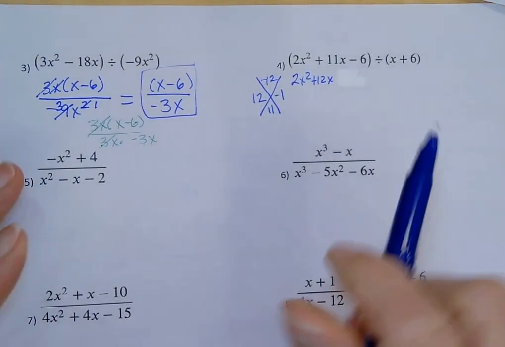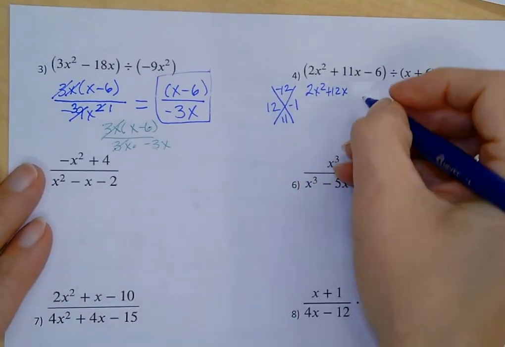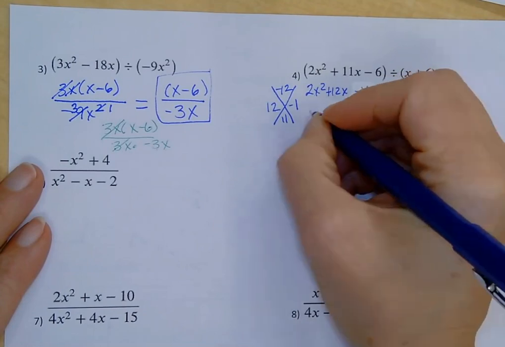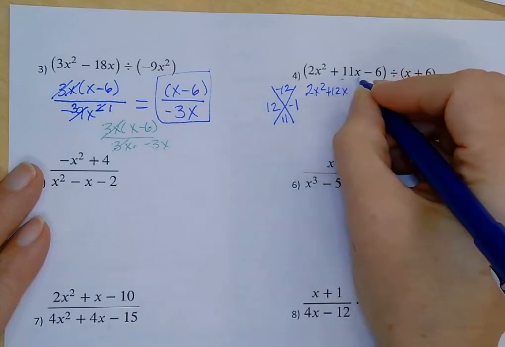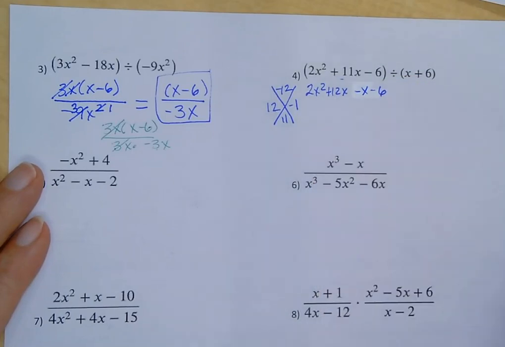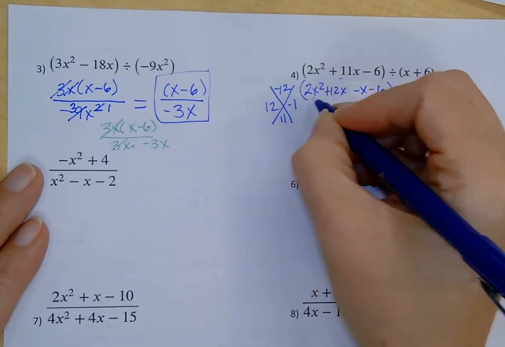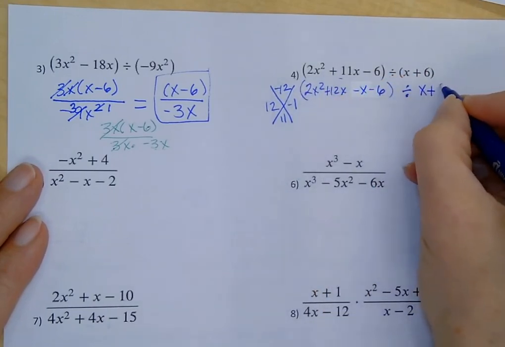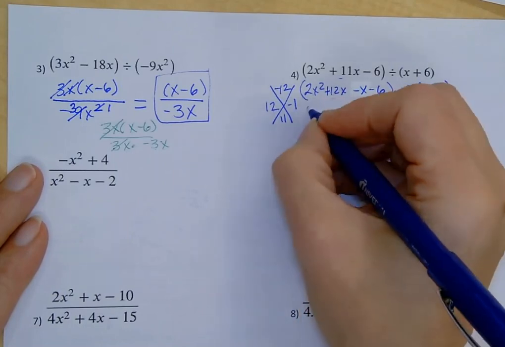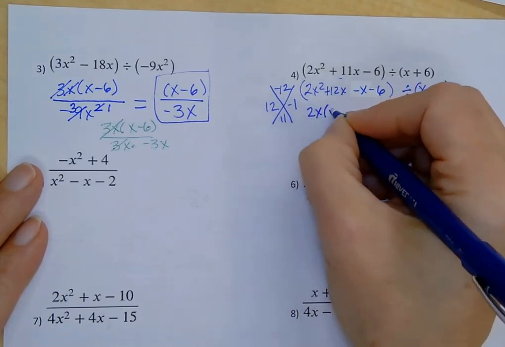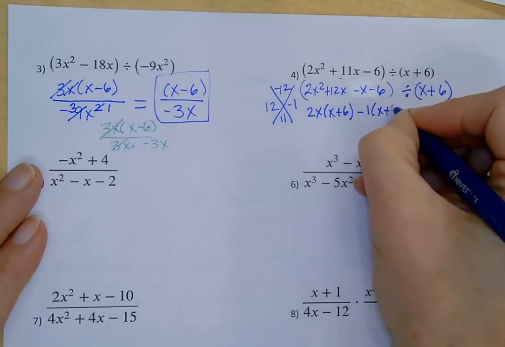All right. 2x squared, and instead of 11x, I'm going to say plus 12x minus 1x, or minus x, and then minus 6, right? All I did was I broke up 11x so that it's 12x minus x. Okay, this is still all divided by x plus 6 in parentheses. Okay, so now I'm going to factor. I have 2x times x plus 6 minus 1 times x plus 6.